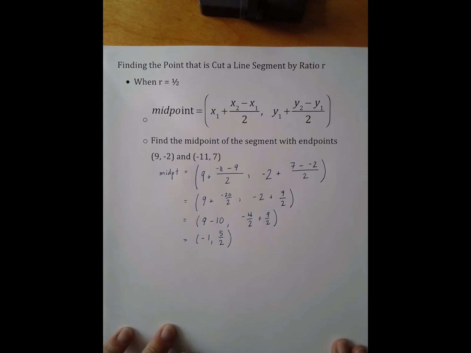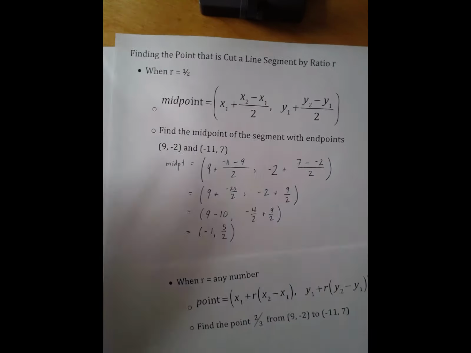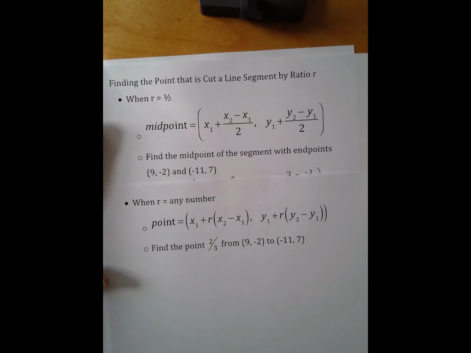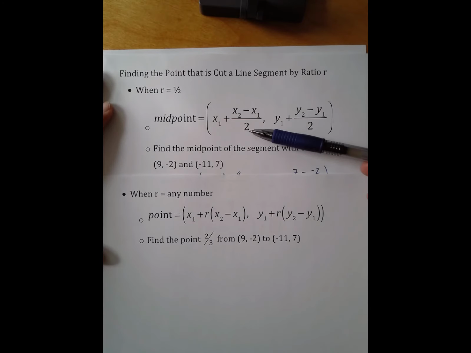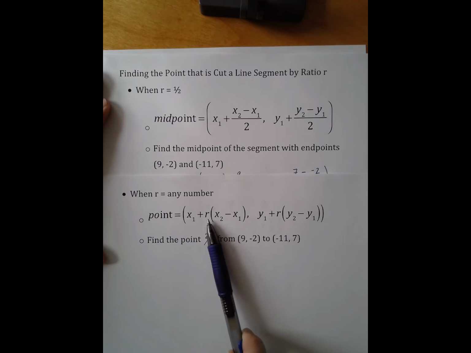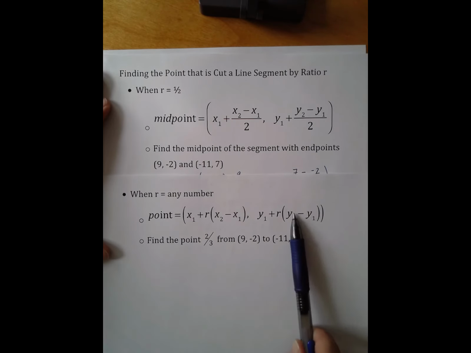The second part of these notes are for when we have an r that is not 1/2. So first, let's just notice here the difference between these two formulas. In the midpoint formula, we know our r is 1/2, so if you can imagine that I'm multiplying this numerator by 1/2, it's the same as dividing by 2, which is why in the formula for any number, I just have an r sitting in the front of the x2 minus x1 and y2 minus y1.